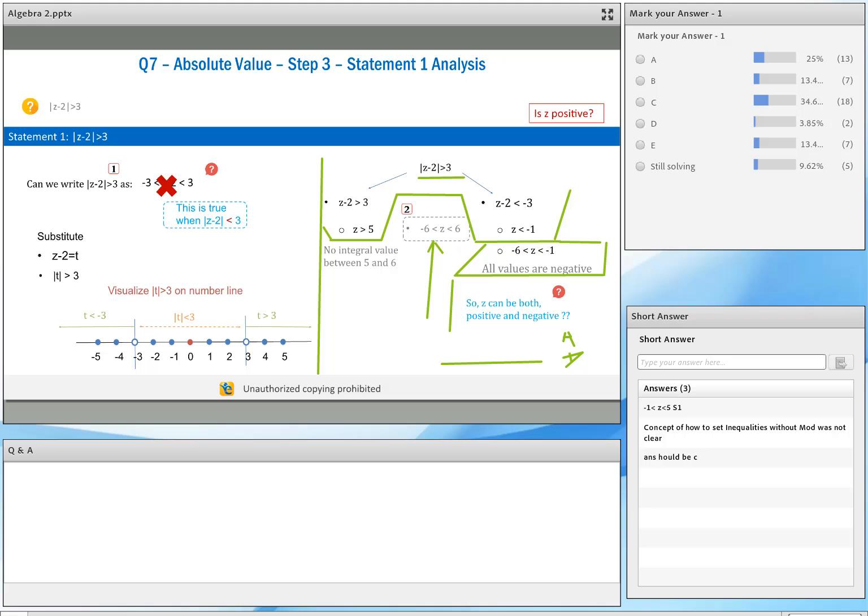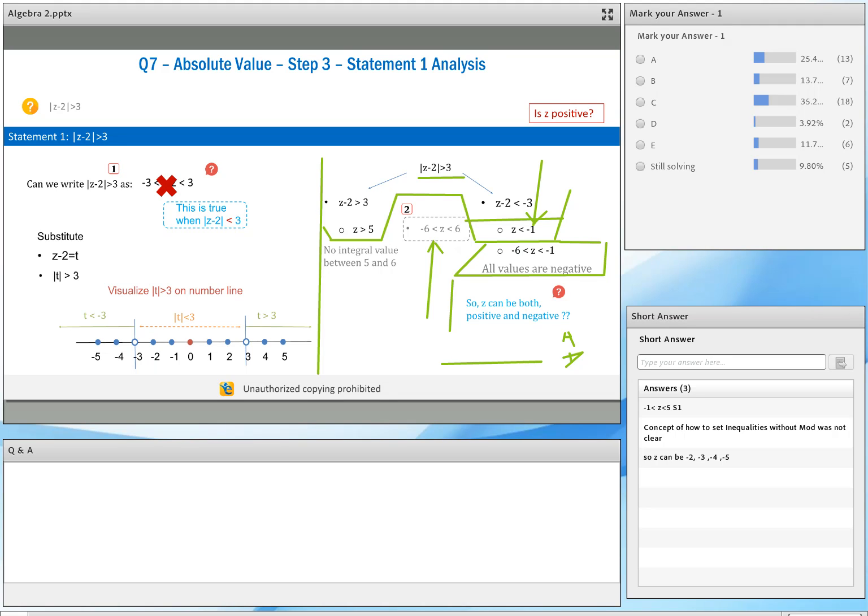And again, yes, you're right. Statement 1 tells that z is less than minus 1. Not z is not greater than minus 1. z is less than minus 1. That's where you're making a mistake. So if you're making a mistake at this point, the feedback that I'm going to give you is that you need to understand how to solve absolute value inequalities. Okay?